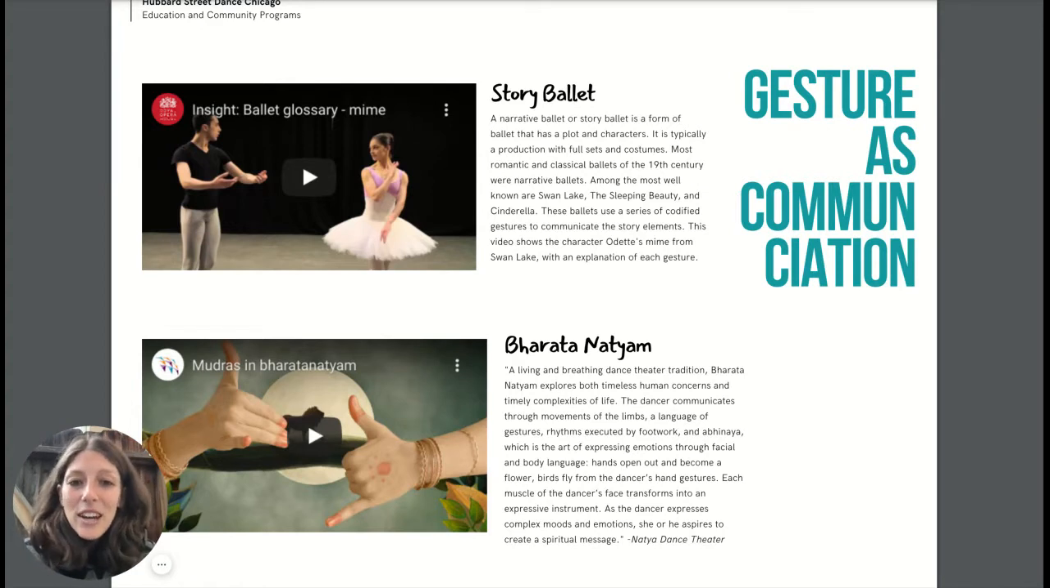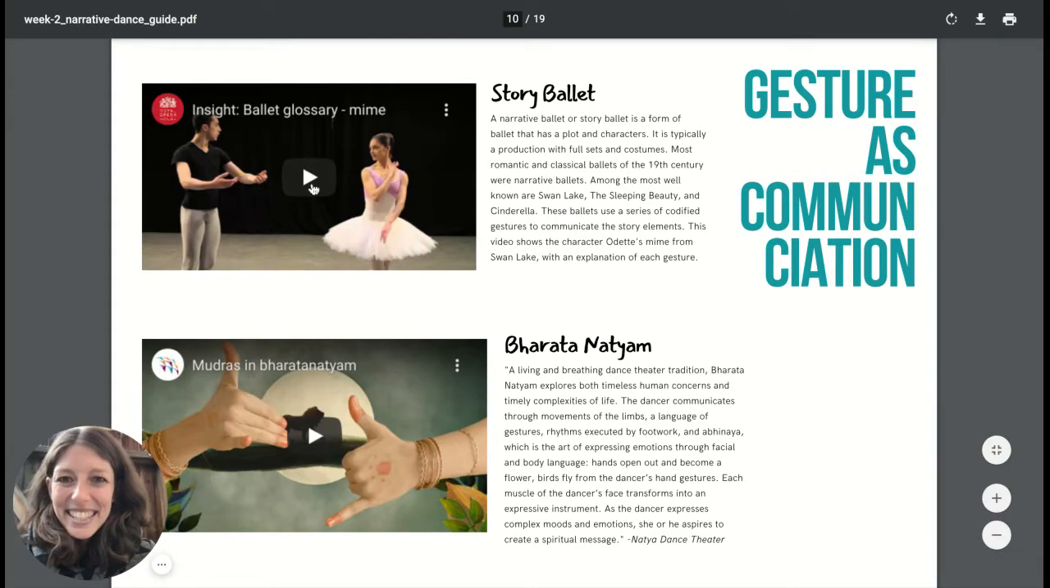So this video shows a character called Odette from Swan Lake, and she is doing a mime, meaning she's using her arms. She's using a big form of gesture to tell a story, okay? So first we're going to watch it with no explanation, no words. So just watch it and try to see if you can figure out what she's saying, and then someone will explain it and tell us what she is saying. So let's watch.